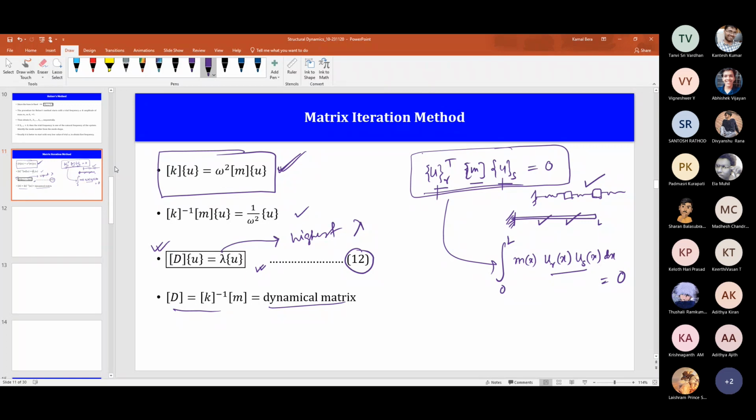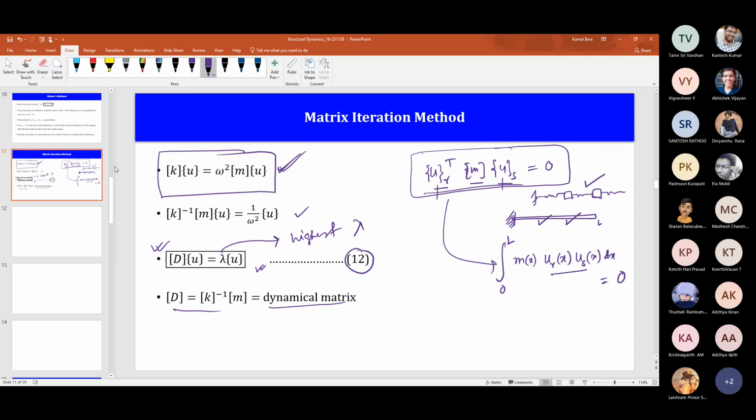What frequency will you get? If lambda is the highest value, the highest frequency? How is it? Can you explain, please? No, sir, it will be the lowest, since lambda is 1 by omega square. So I will get the lowest eigenvalue, that means the lowest frequency. Is it clear to everybody? So what is the lowest frequency? It is the fundamental frequency. Correct?